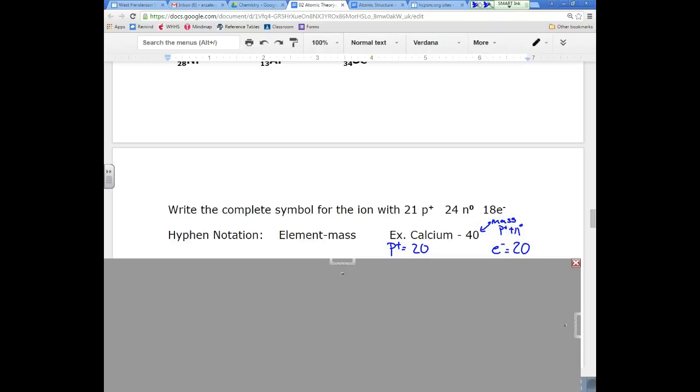Now, to find the number of neutrons, I'm going to take the mass, which is given to me right here, and it's 40, and then I subtract out the number of protons, which I got from the periodic table, and that gives me 20 total neutrons. And those are the 2 different notations for atomic structure, and a little bit about each of those subatomic particles.